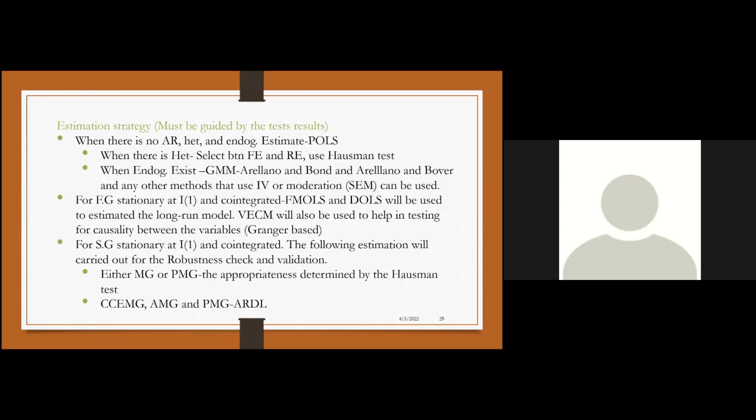But if we have the second generation panel, and then we test and find that they are co-integrated at I1, then the estimation technique proposed is to use mean group or pooled mean group, to select between mean group and pooled mean group. We also use the Hausman test to select the appropriateness.